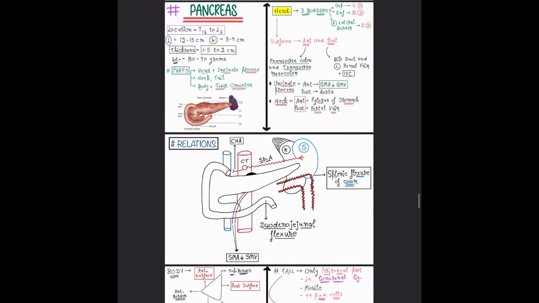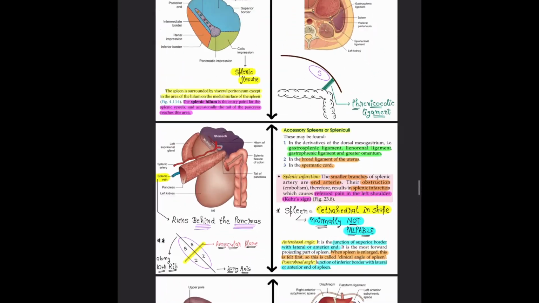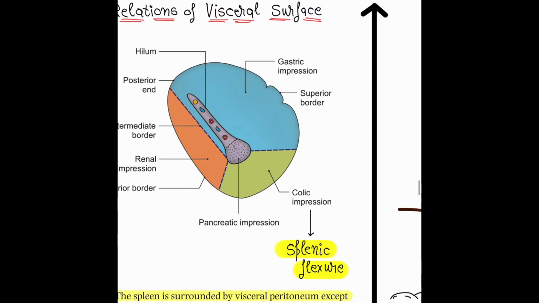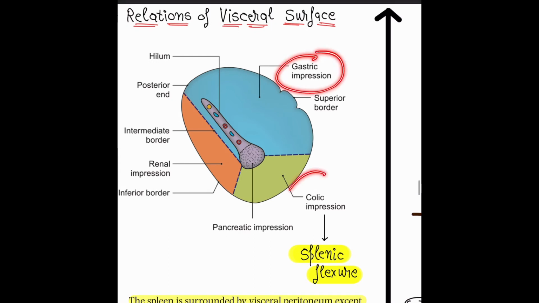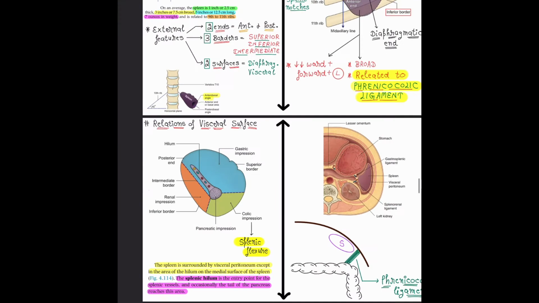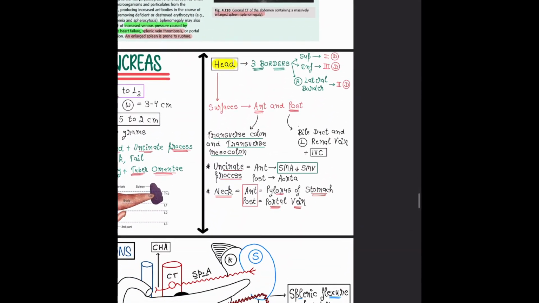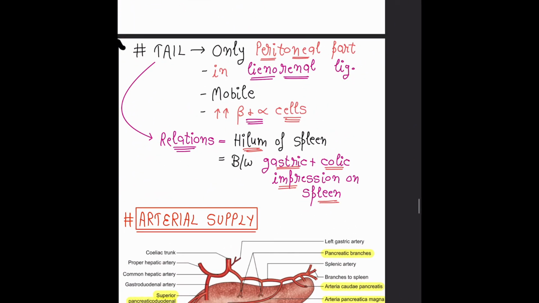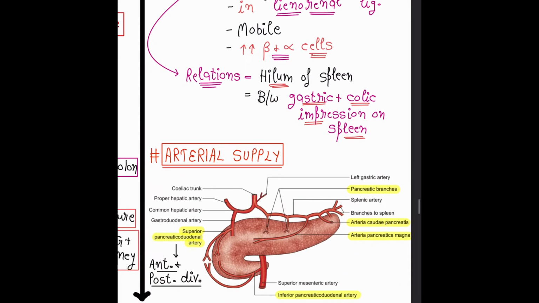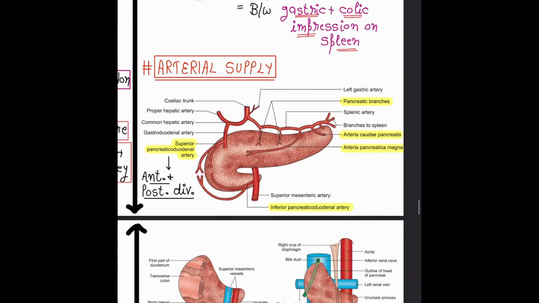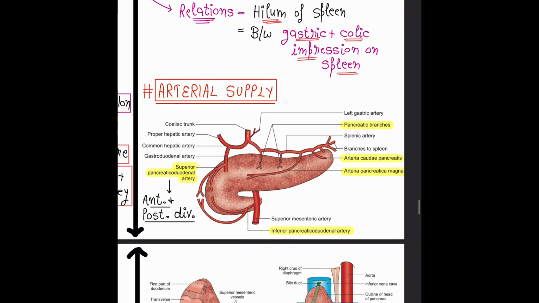If I take you back to the slides, here is the gastric impression, here is the colic impression. Okay, so between the gastric and the colic impression lies this impression for the pancreas, basically the tail of the pancreas. Okay, so it's located in the hilum of the spleen in the lienorenal ligament between the gastric and colic impressions. Okay, now we come on to the arterial supply of the pancreas.